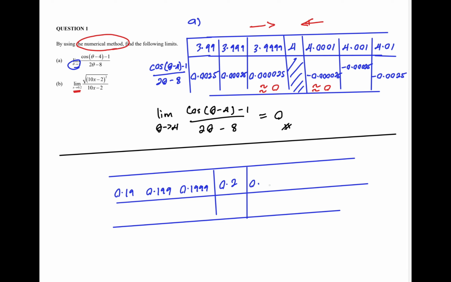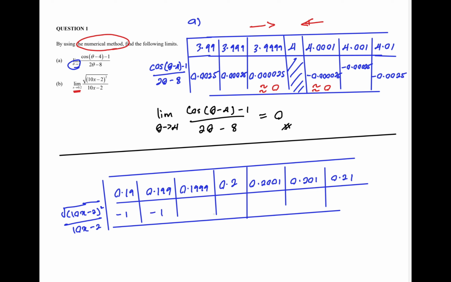From the right, we can choose 0.2001, 0.201, and 0.21. This one is from the right. After we substitute in the function, the square root of (10x minus 2) squared divided by 10x minus 2, we can see that after we substitute 0.19, we get -1. This one also -1, and this one also -1. This one no need to substitute, and then from the right we get 1, 1, 1, 1.